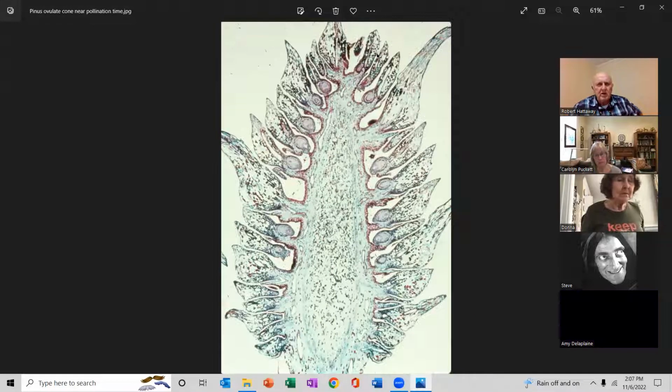I don't know if y'all can see my pointer? Yes. I wonder if I'm better off with this annotate thing. Let me see if I can get to that. Spotlight, I think it is.